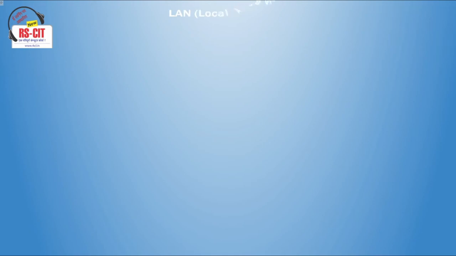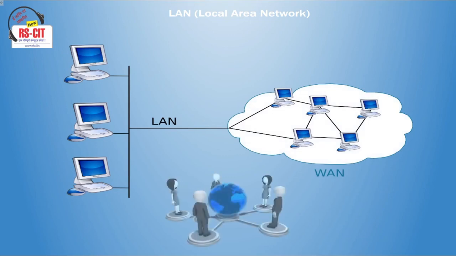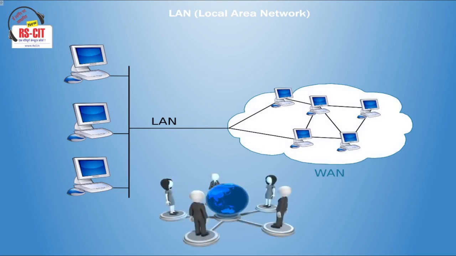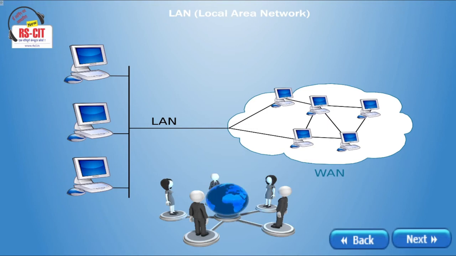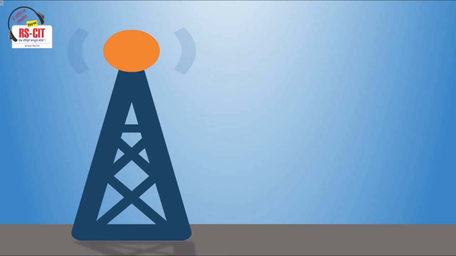LAN, Local Area Network. It is a privately owned network that operates within a single building like a home, that is a home network, office, or factory. LANs are widely used to connect PCs and consumer electronics to let them share resources, for example printers, and exchange information. Example, Wi-Fi. Wireless LANs, WLAN.